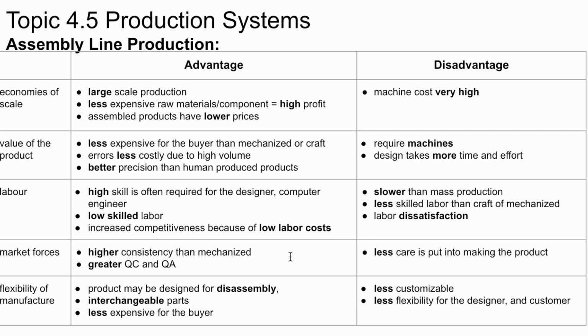You're going to have higher consistency, just like with automated, and greater quality control and quality assurance. But of course, the individual workers probably care less about the products that they make. It's not very flexible, so less customizable and less flexible, but you can design for disassembly, have interchangeable parts, and it's less expensive for the buyers.